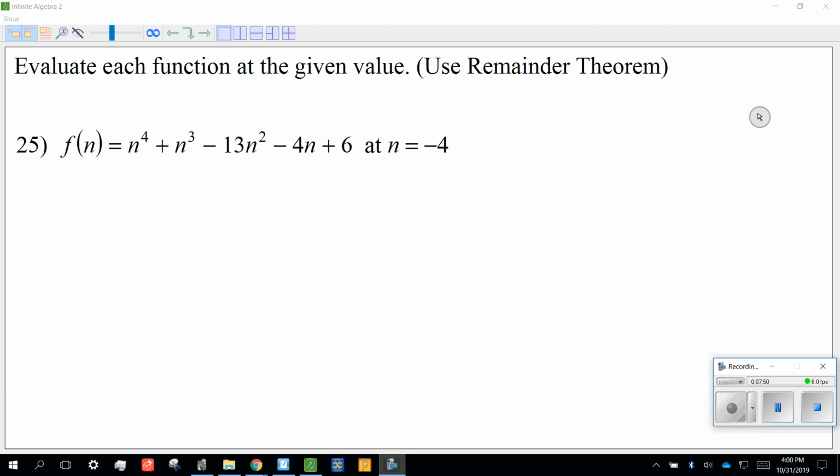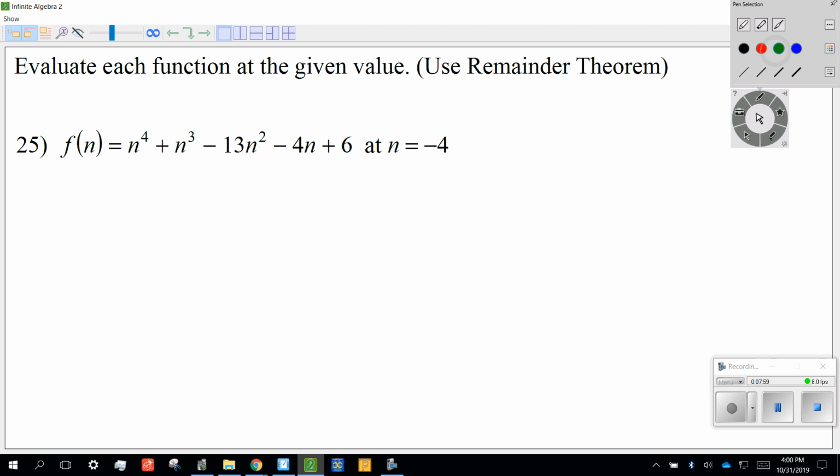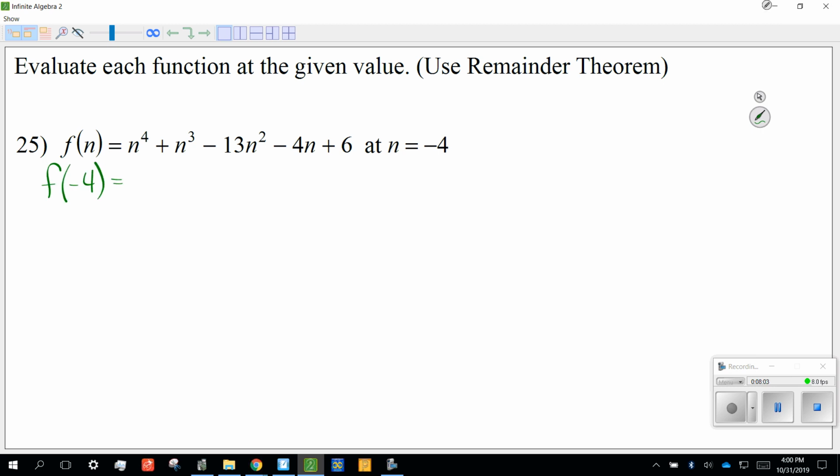Alright, so number 25, I'm going to evaluate this using the remainder theorem. Okay, so if we said evaluate it at n equals negative 4, we would be saying find f of negative 4. And we know that that means when we come to n in the equation, we would put a negative 4. And if you try to do this in your calculator, make sure you put those all in parentheses. Okay. And that's a pretty extensive process.